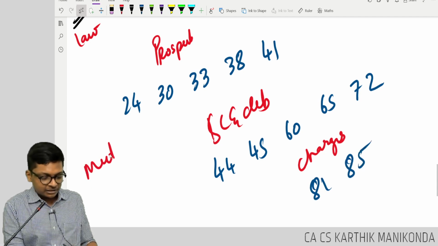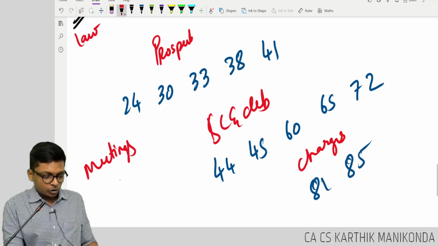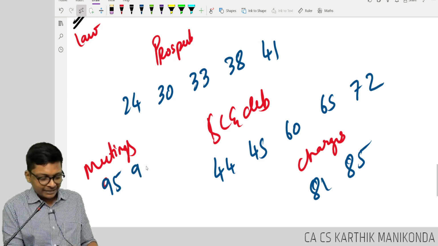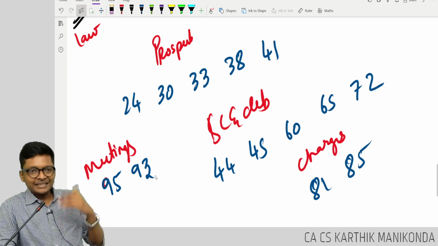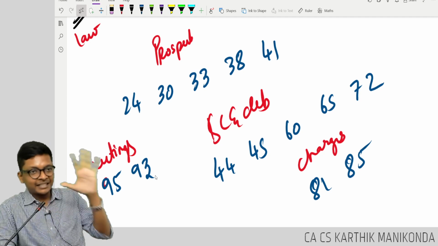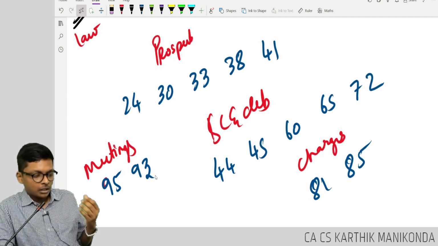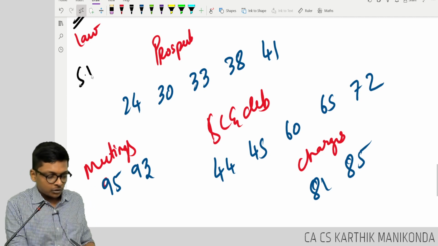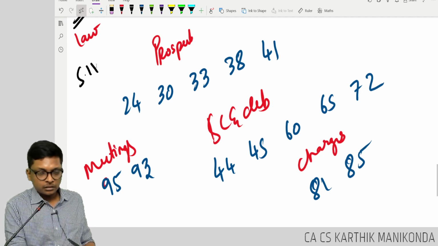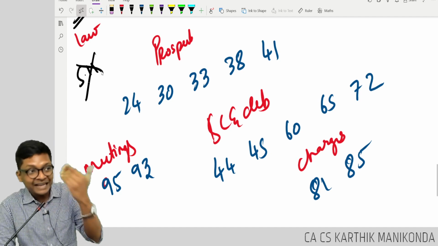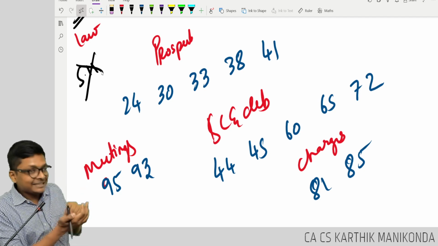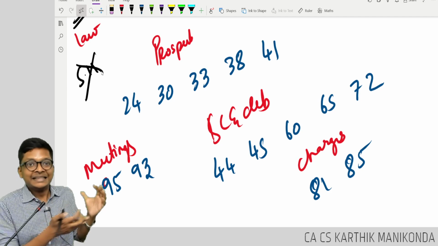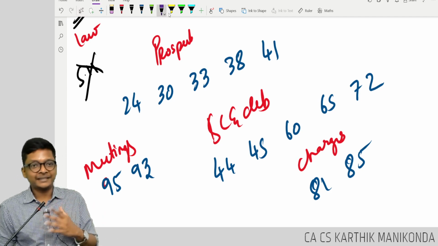In the meetings chapter, I would have told you sections 95 and 93 were not there, correct. Other chapters had nothing removed, everything else we had. Section 11 is not there because it's removed from the Act itself, not from the syllabus. These other sections are there in the Act but were removed from the syllabus for the old syllabus.